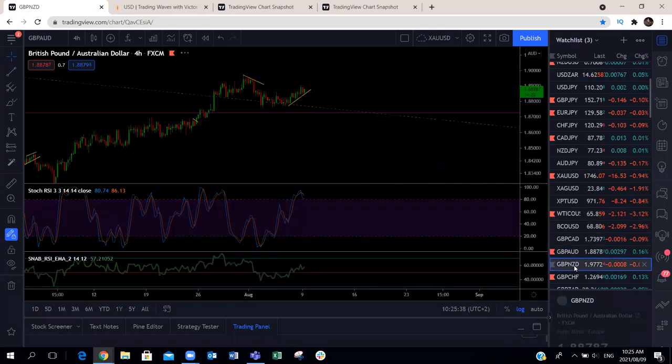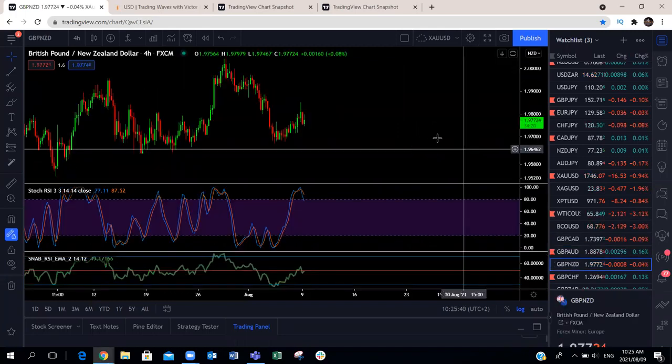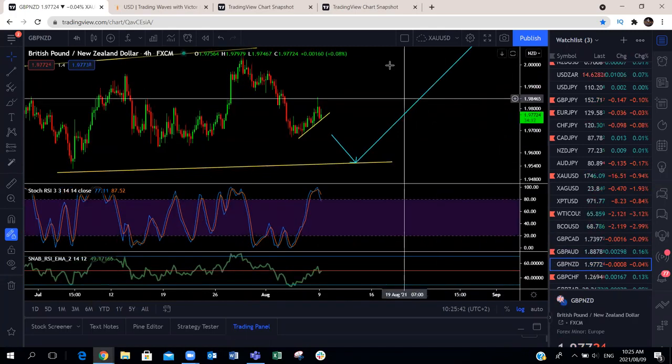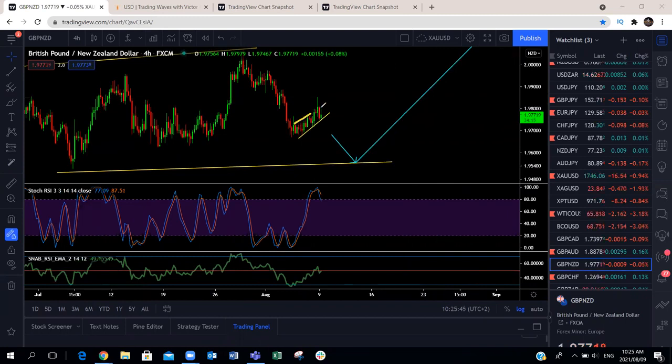New Zealand. New Zealand on the 4 hour. This will need to be confirmed by a candle closing below the flag here. So we'll look for a similar structure as what we had on Pound CAD. If it drops below here, we'll see this come to this level at least.